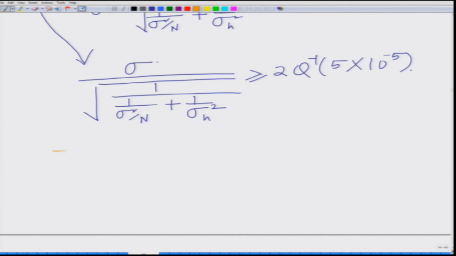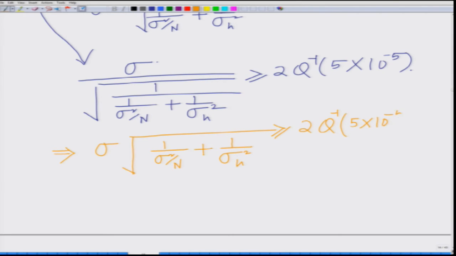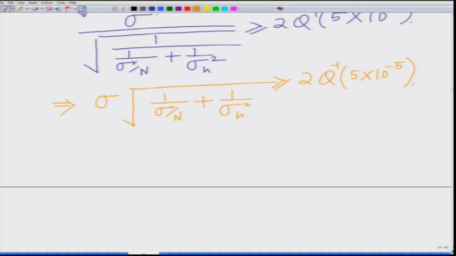This implies that sigma times the square root of 1 over sigma square by n plus 1 over sigma h square should be greater than or equal to twice Q inverse of 5 into 10 to the power of minus 5. Now, take the sigma inside.